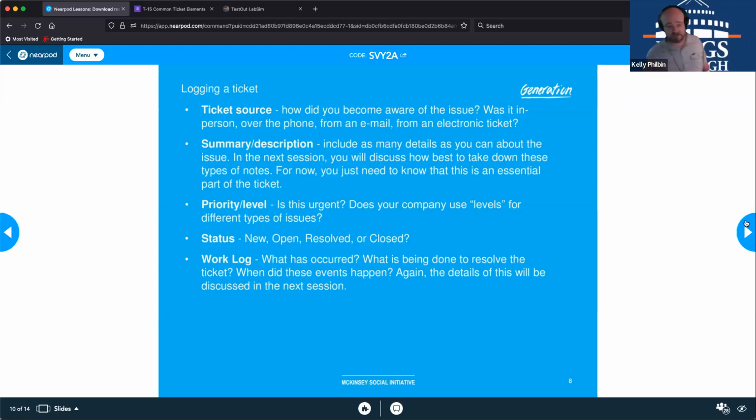Priority level. Is this urgent? Does this need to be taken care of right now? Do they use levels? Do they use numbers? How do they prioritize? You will be trained on this, obviously, before you go live, but you would need to set the level on this if you're triaging this ticket. Status of the ticket. Is it new, open, resolved, closed?